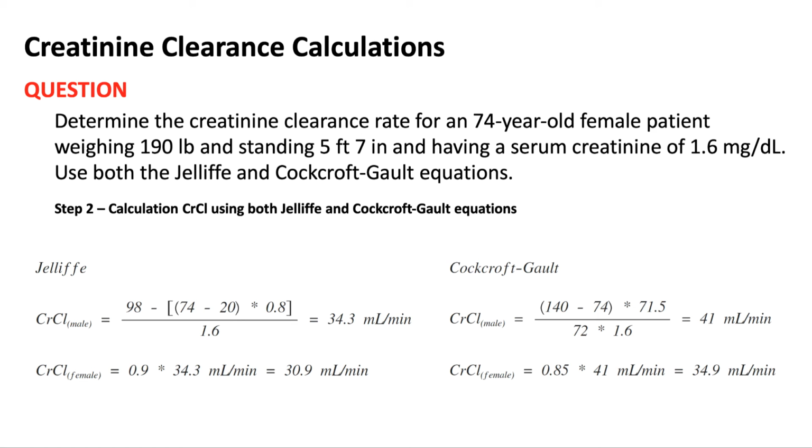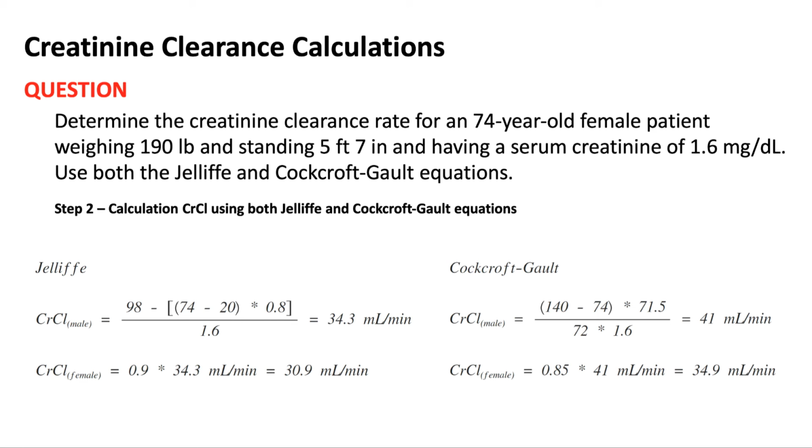So we're using the adjusted body weight of 71.5 kilograms. Divide that by the number 72 times the serum creatinine of 1.6. So we do all that math, and you should get 41 milliliters per minute. Remember, that was the male formula, so to adjust it for the female, we take that value times 0.85. And for this patient, using the Cockcroft-Gault formula, the value is 34.9 milliliters per minute.